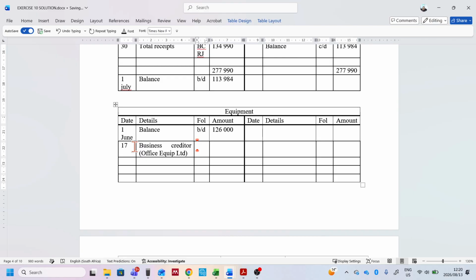And this transaction is recorded on which book? General Journal. And the total value of equipment is how much? 9,500. And this is the last transaction that affects equipment. So since this is an assets account, we're going to have to total it and balance it off. So we're going to say 126,000 plus 9,500.